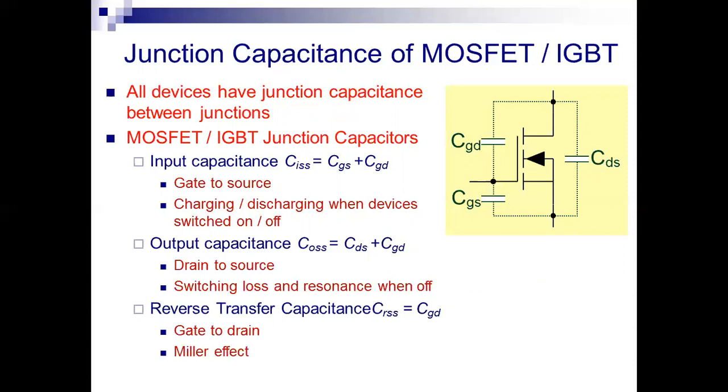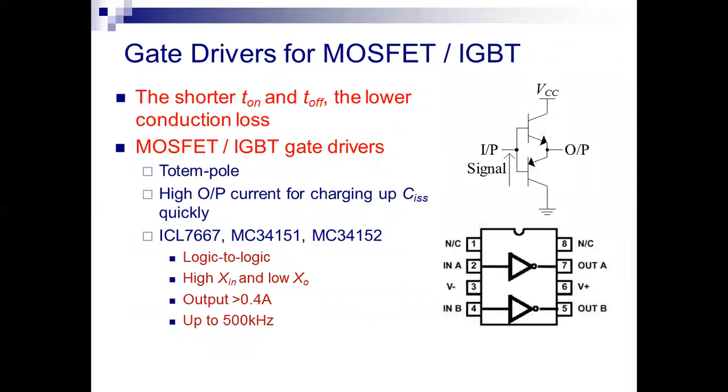Output capacitance is CDS plus CGD, that is the drain source capacitance and also the drain gate capacitance. It causes switching loss and resonance in the off condition. Reverse transfer capacitance is CGD. This is called the Miller effect. Gate drivers for MOSFETs and IGBTs are considered for shorter turn on and turn off and lower conduction losses. A totem pole has been placed here.